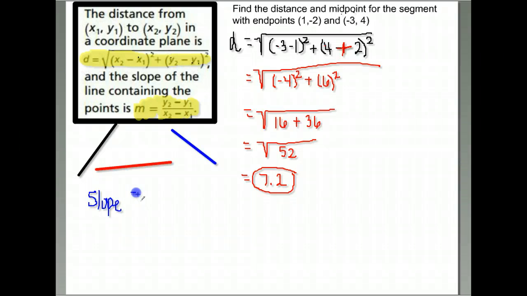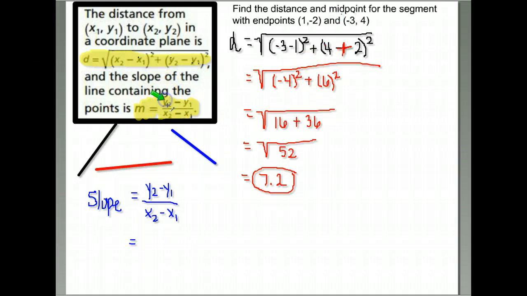The formula for slope, notice, is y2 minus y1 over x2 minus x1. Again, we have those little 1s and 2s at the bottom of the number. They just tell you which point it's coming from, the first point or the second point. And really, if you get them in the opposite order, as long as you do it for both, you'll be okay. So let's take a look. Same points: (1, -2) and (-3, 4). But this time, instead of finding the distance, I'm going to find the slope.